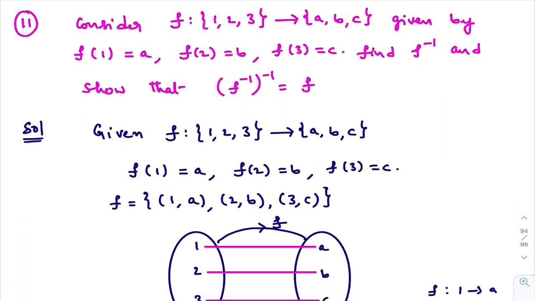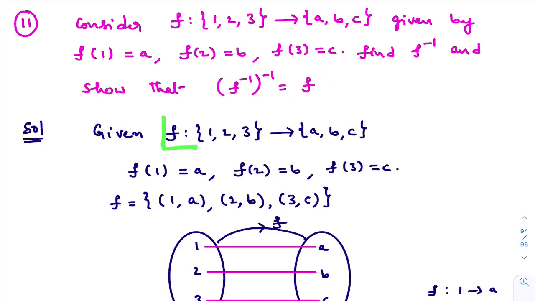Now we will move to the next question. Consider f from {1, 2, 3} to {A, B, C}. They have given this information: f of 1 is A, f of 2 is B, f of 3 is C. They are asking to find f inverse and show that f inverse whole inverse is f. Actually this is very easy, but you may get a little confused if you do not know the concept of inverse of a function.